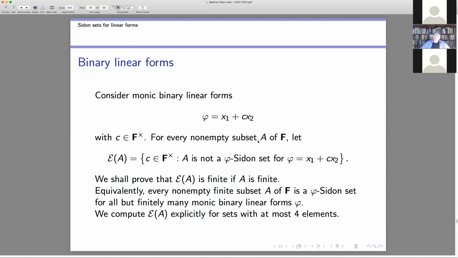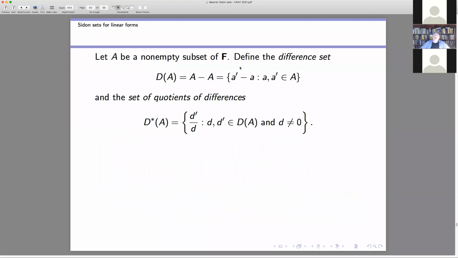And if you're given a set A of the field, you can ask, what are all the forms, or all the numbers c, for which A is not a phi-Sidon set? For example, is it finite or infinite? And here is something in the way of an answer. So if you have a set A in the field, the difference set is the set of differences, and the set of quotients of differences, that's this D star of A. So this is everything d prime over d, where d and d prime are differences, and the denominator isn't zero.